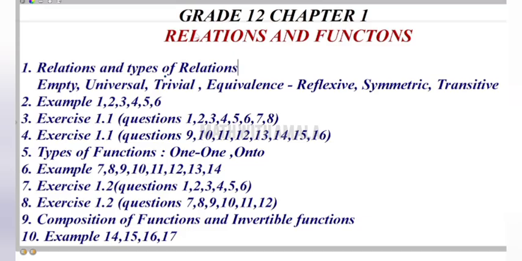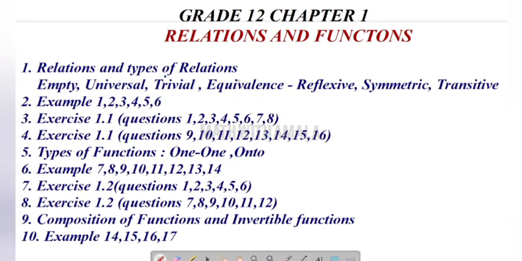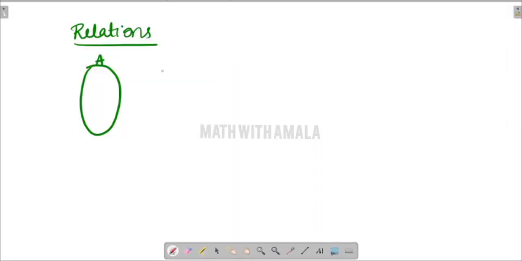Here we start grade 12 chapter 1, relations and functions. I have divided the chapter into 10 portions including the binary operations, and they include the relations, types of relations, examples, exercise 1.1 and 1.2, types of functions 1 and 1.2, then the composition of functions and all. Part number 1 of relations and functions.